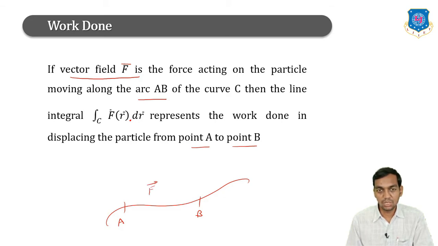Then whatever the work you have, that means from this point to this point, if you are displacing your point, then whatever the force is, that is f bar, and whatever the displacement we have, it is the A to B displacement. The work done by this force field over this displacement is given by f dot dr.